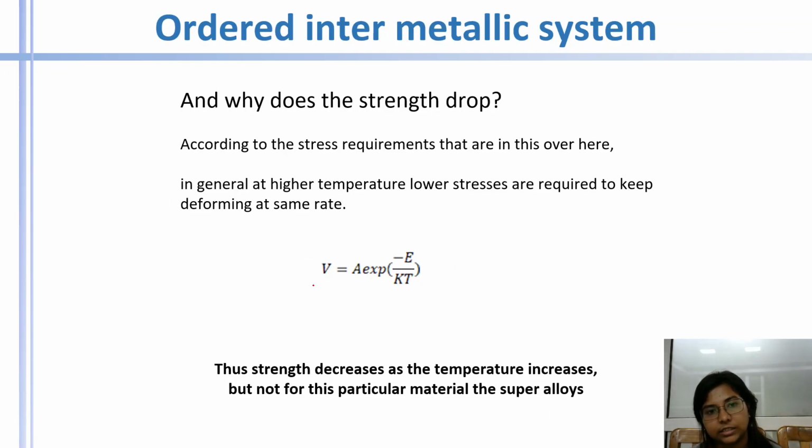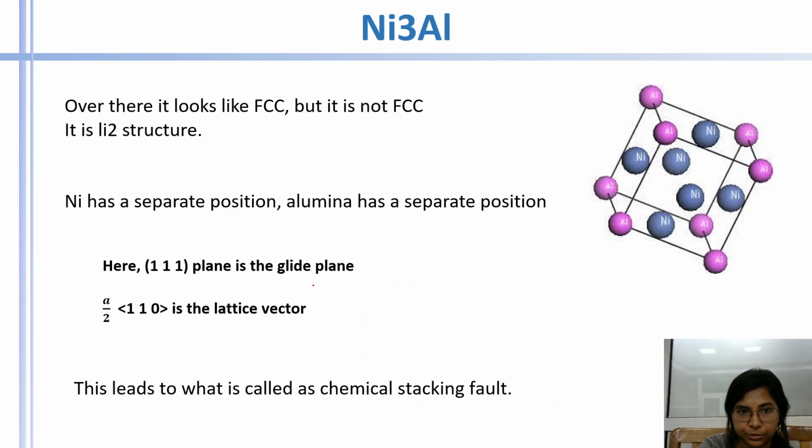Now the question is, why does the strength drop? In general, high temperature causes lower stresses. What happens in general at higher temperature is that as we increase the temperature, lower stresses are required to keep deforming at the same rate. Thus, strength decreases as the temperature increases, but not for this particular material, which are the superalloys.